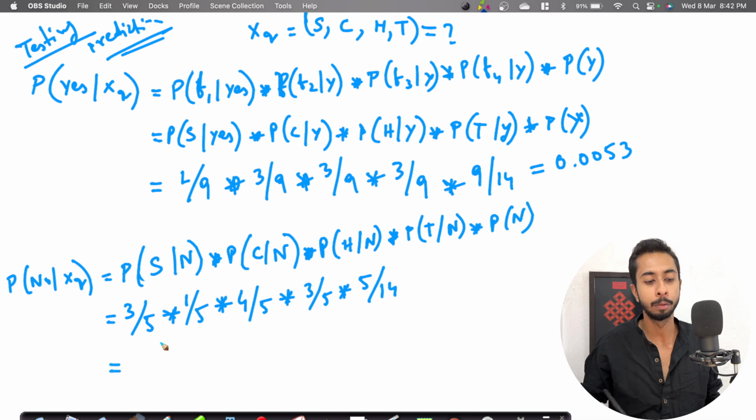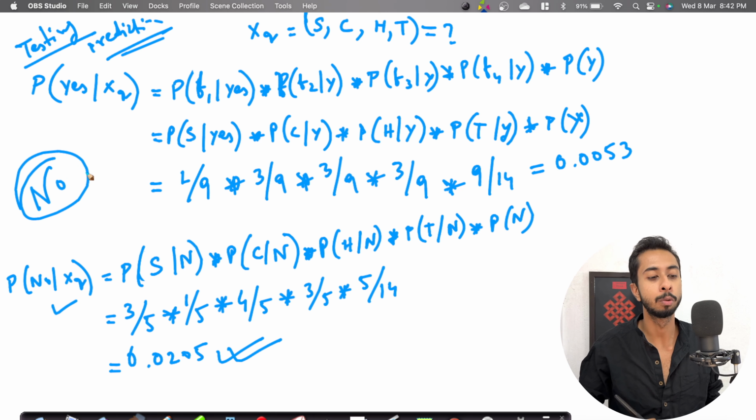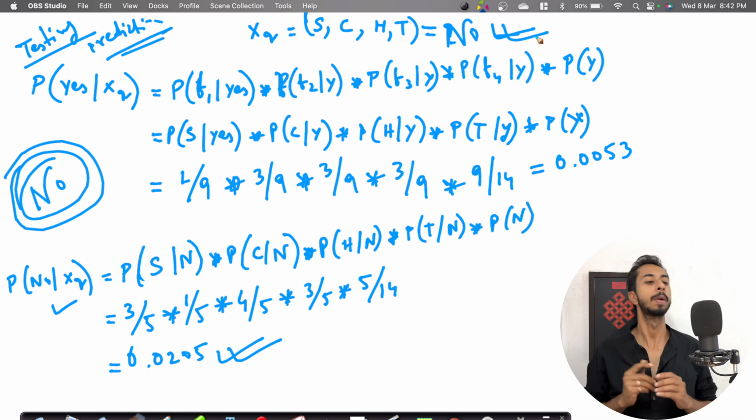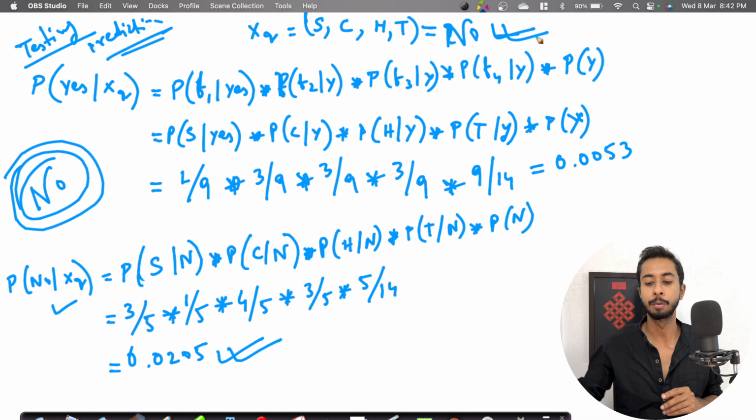If you find out the value, it will be almost 0.0205. Which one is greater? This is greater, right? The probability of no given xq is greater. So we'll predict the class as no. We'll say will not play tennis. That's it. Will not play tennis. This is how the naive Bayes algorithm actually works.